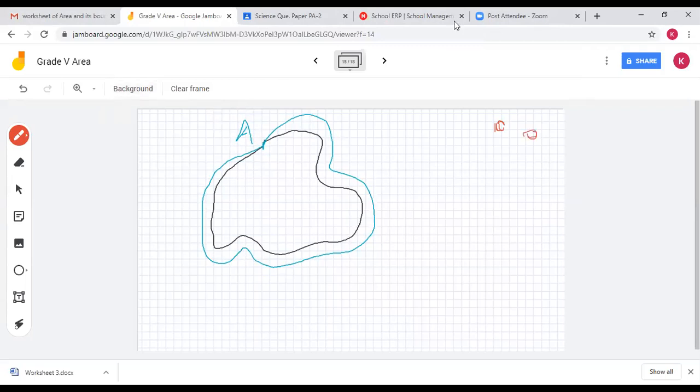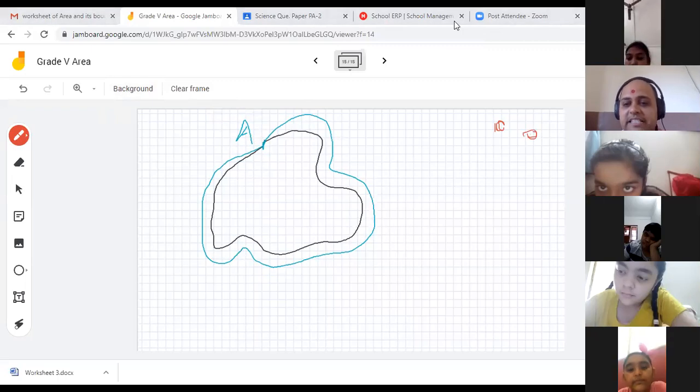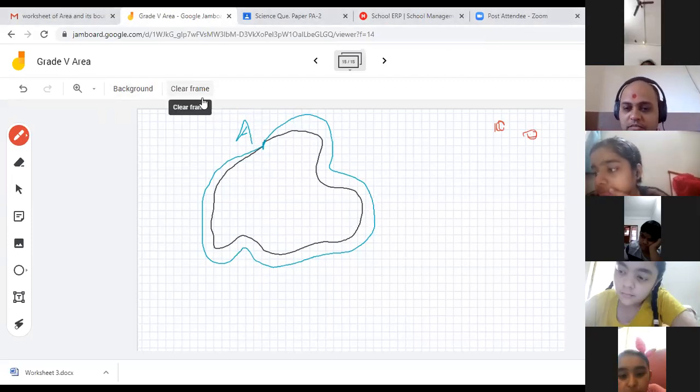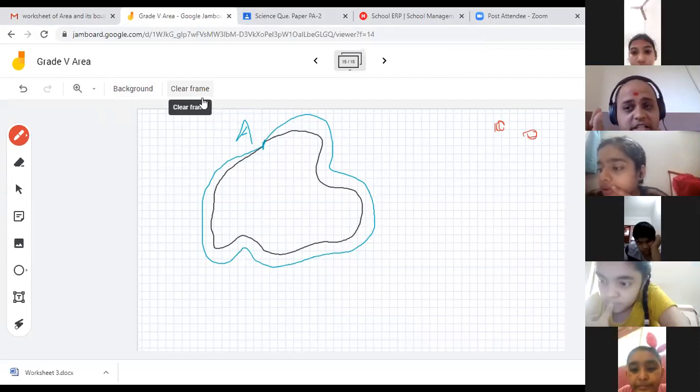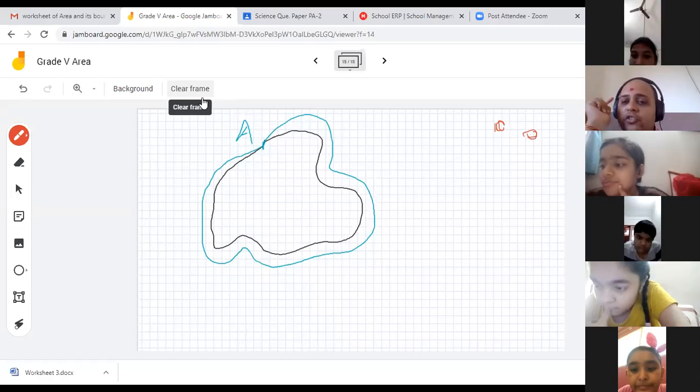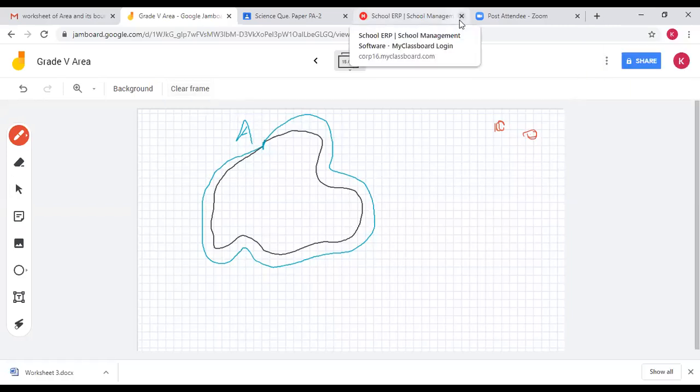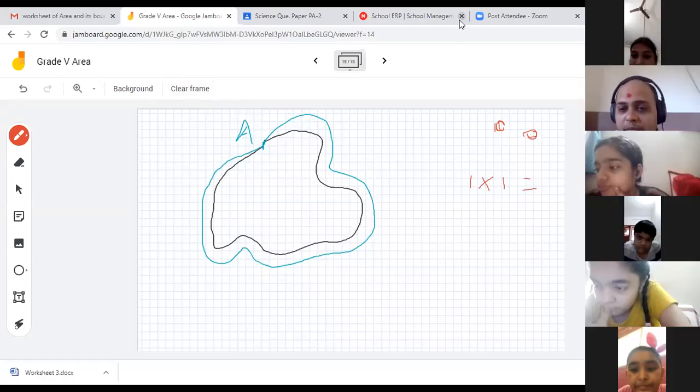Now if we say that the length of this square is 1 centimeter. Okay, Mahir, pay attention. It is 1 centimeter. The breadth is also 1, because it's a square, all sides are the same, right? So what will be the area of this one box, 1 into 1? What will be the answer?